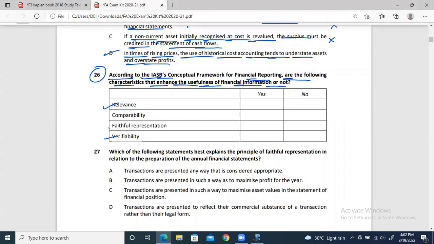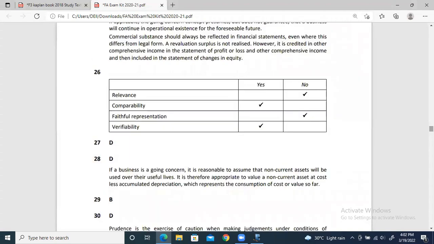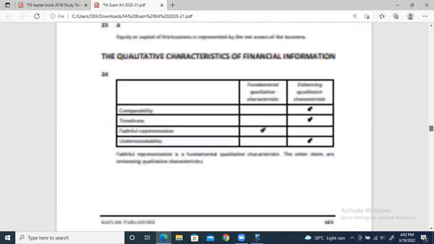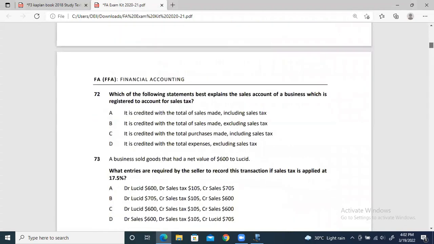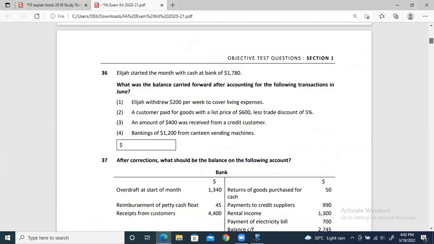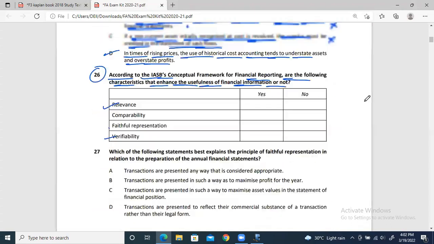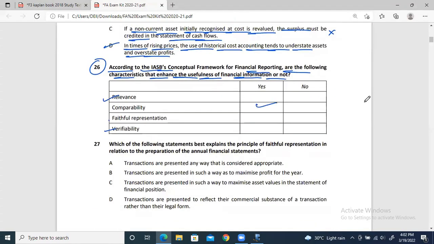Let's check the answer of this as well, just to be confirmed. So question 26, just a second. Okay, so it's basically comparability and verifiability. So it's asking about the usefulness over here. Okay, so for question 26, it's the second and the fourth option which is correct. One second. Okay, so comparability is correct and verifiability is correct. The other ones are wrong over here.